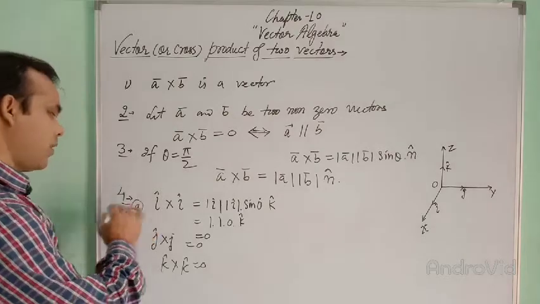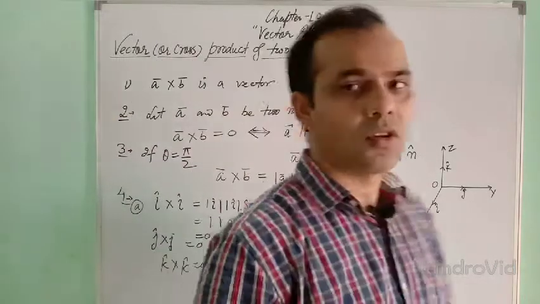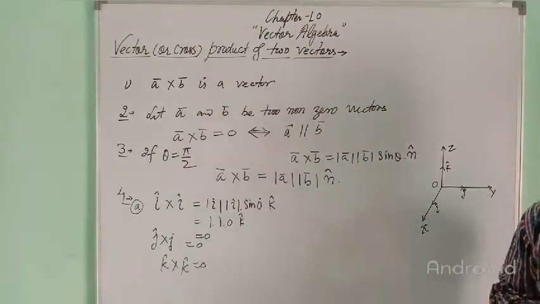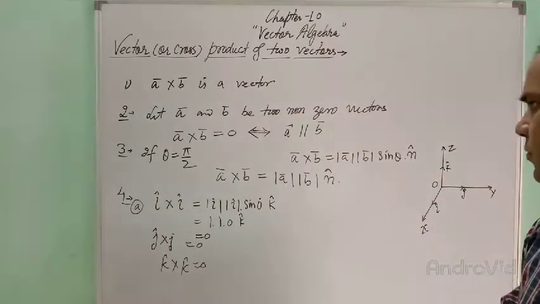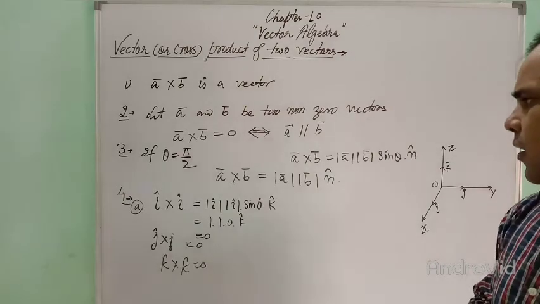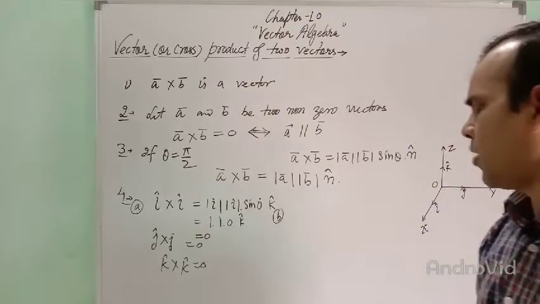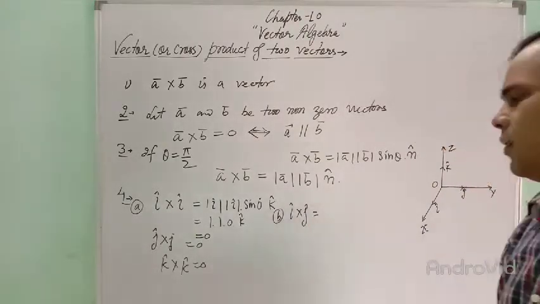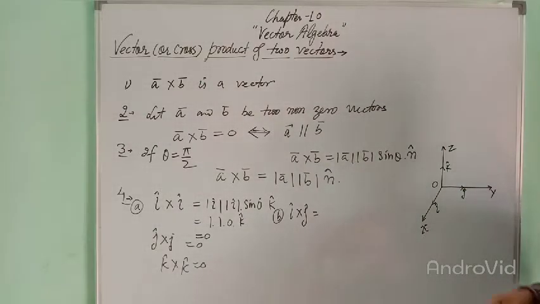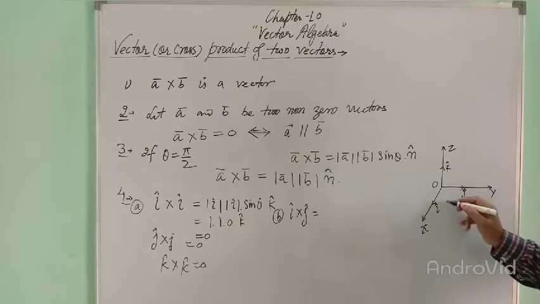Let's suppose this be the point A. I think there should be no doubt at all. i cross i, j cross j, k cross k all will be equal to 0, because the angle between them is 0. Now let's discuss i cross j. Let me mark this point B. i cross j means the cross product of unit vector along x-axis and y-axis, and the perpendicular vector is k vector.